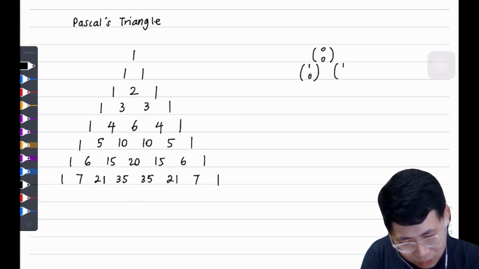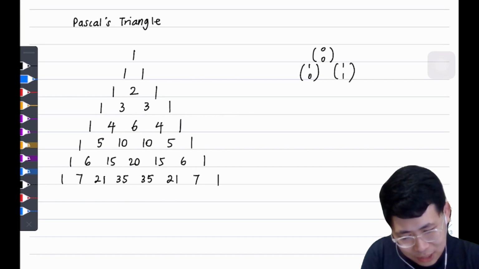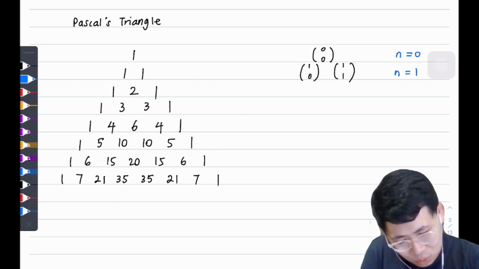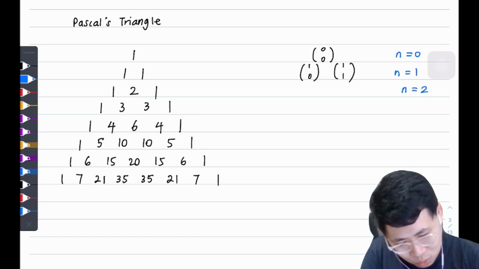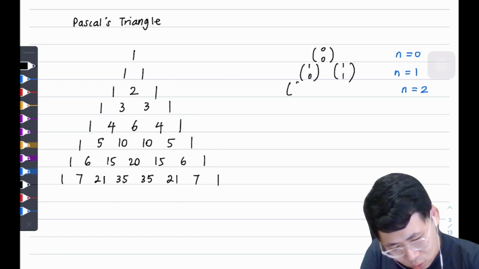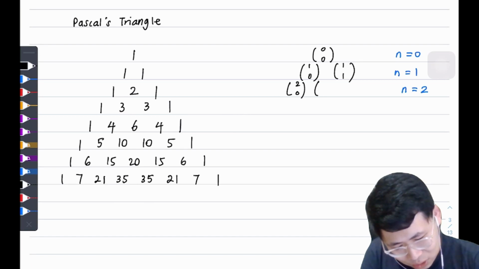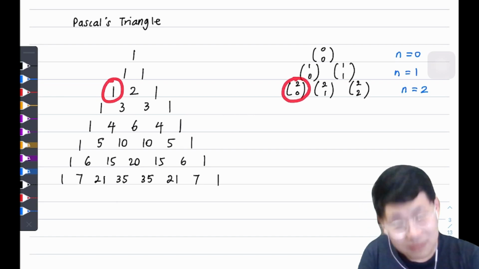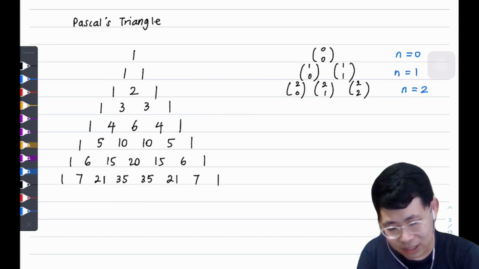Then over here is 1 choose 1. So this is when n is equal to 0, when n is equal to 1. And the next one is when n is equal to 2. So this would be 2 choose 0, 2 choose 1, 2 choose 2, right? So this number is 2 choose 0. You can verify on your calculator.